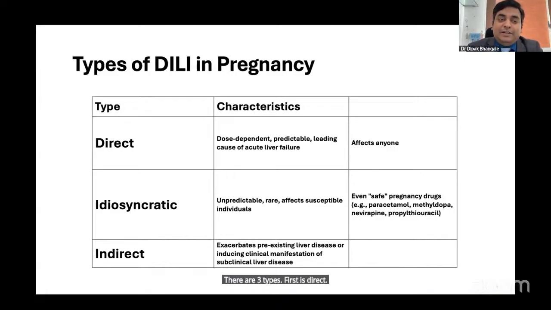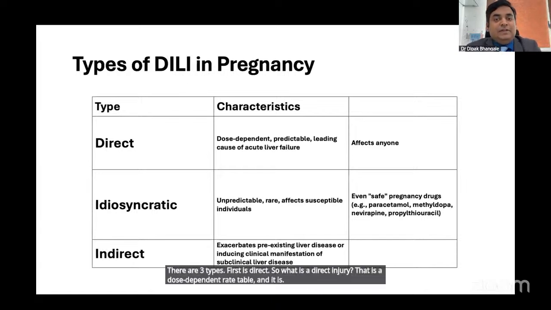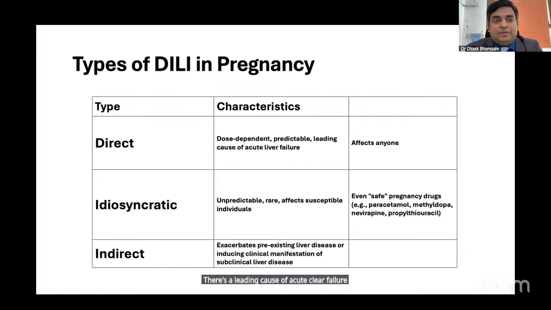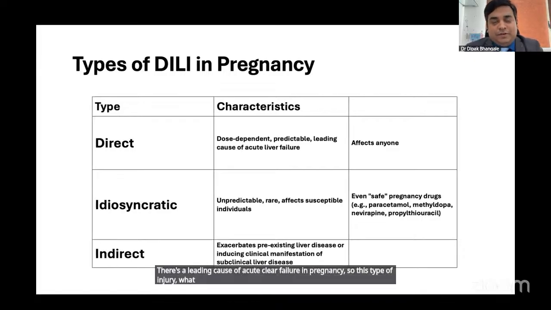So what is a direct injury? That is dose-dependent, predictable, and it is a leading cause of acute liver failure in pregnancy. With this type of injury, we see the liver enzyme abnormality, and we look at what drugs were given. So that is a direct relation.